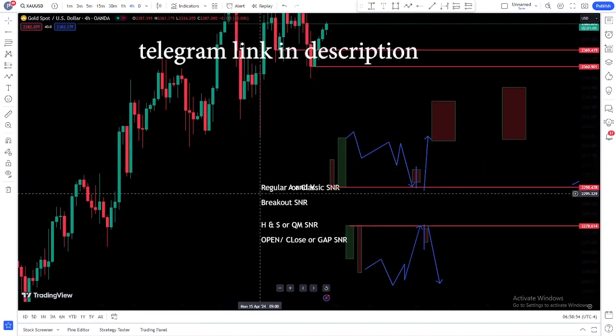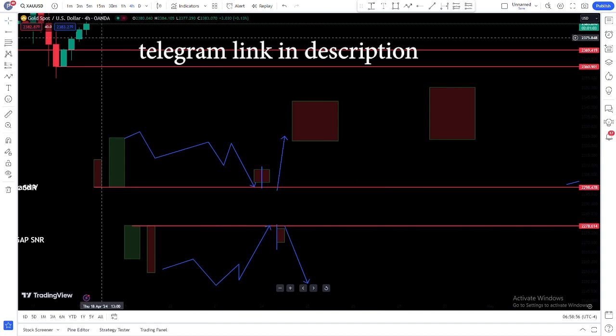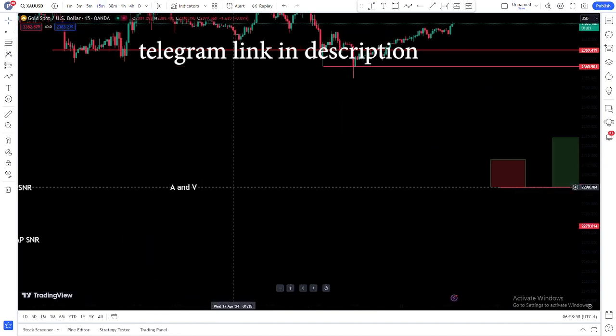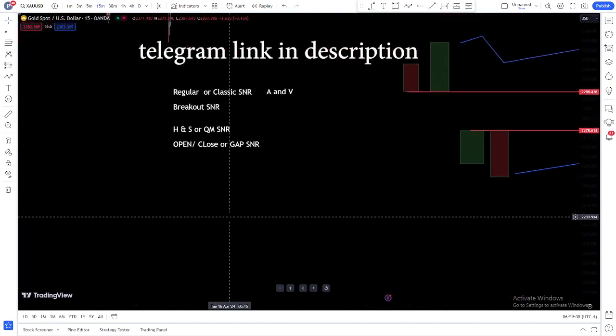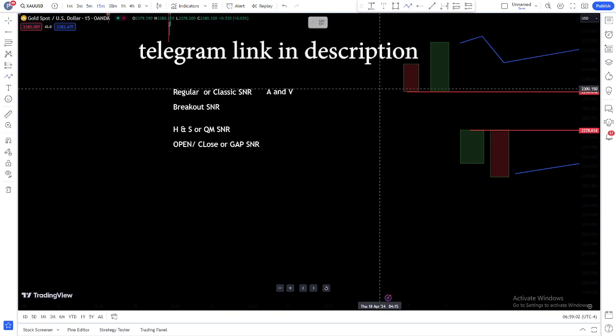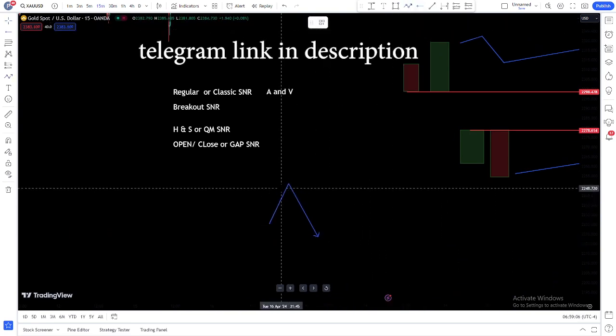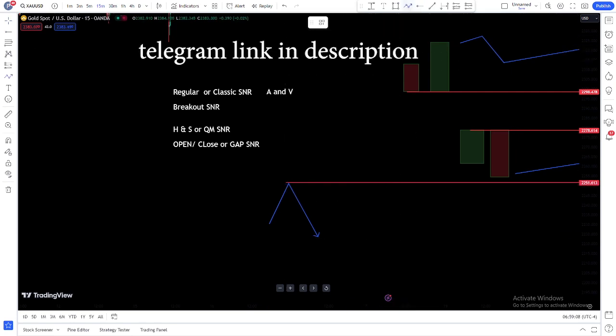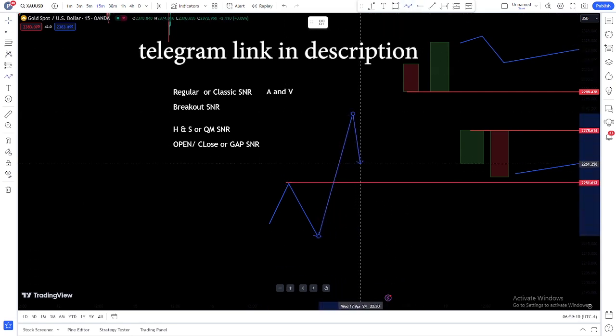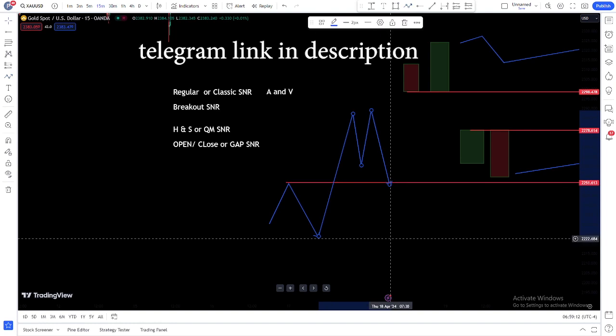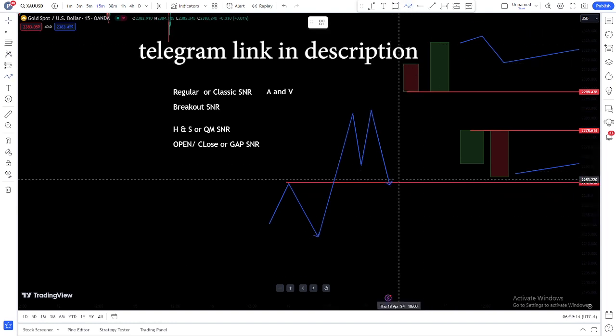Now we are going to see the breakout SNR. Sometimes you will see like this, and eventually this is the A shape. If this is the breakout here, we will see that the market eventually will come to this A shape, and eventually it will go to the upper side. So this is the breakout SNR we are going to see in the chart.